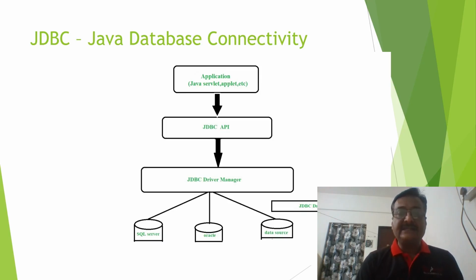A clearer diagram you can see here, with the database connectivity of Java. Java can have desktop applications, maybe some servlets, maybe some applets. Your servlet, desktop application and other Java applications interact with the JDBC APIs. The JDBC API is a part of Java, and the JDBC driver manager interacts with the different types of databases. So for different types of databases, there are different kinds of drivers.